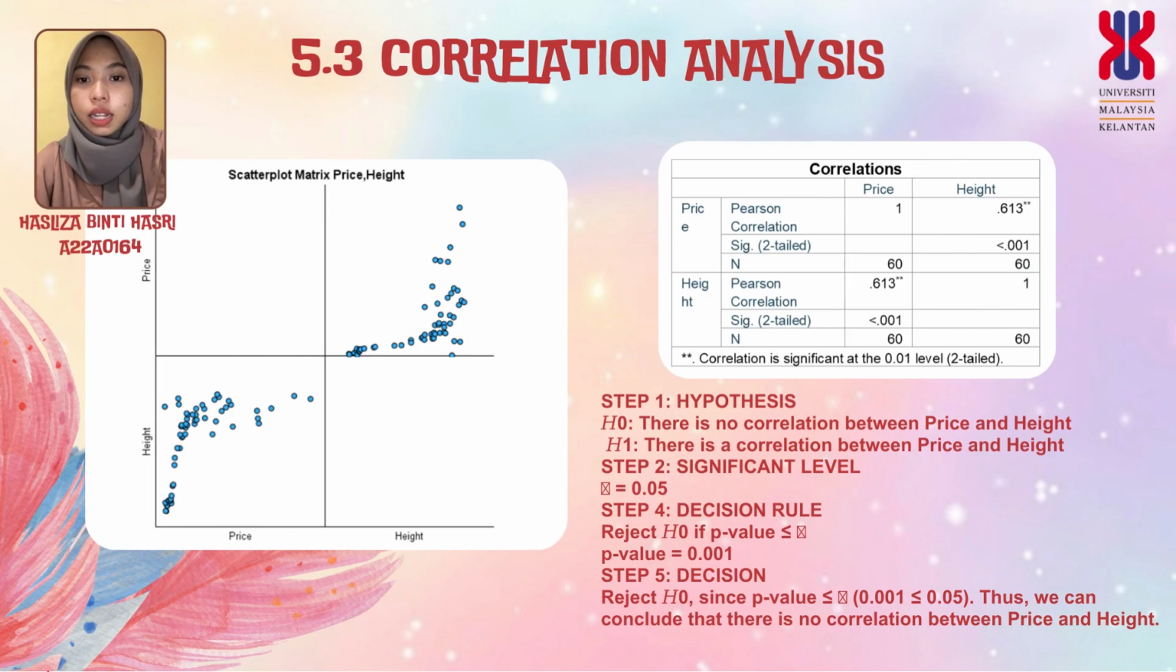Next, correlation analysis is a statistical approach used to assess the relationship between two variables. The term correlation in statistics refers to the link between two variables. So, we provide price and height as the variables. As you can see on the screen, the SPSS graph shows that the price and height become closer and they have a stronger relationship. The variables are said to have a positive correlation. So, since the p-value 0.001 is less than 0.05, we can conclude that there is a correlation between price and height.